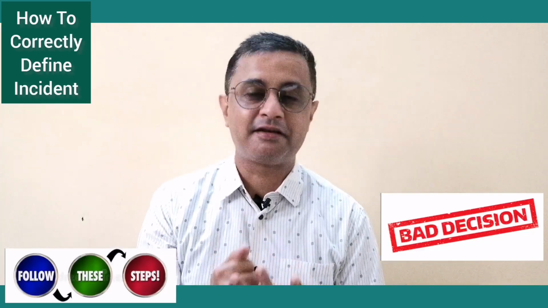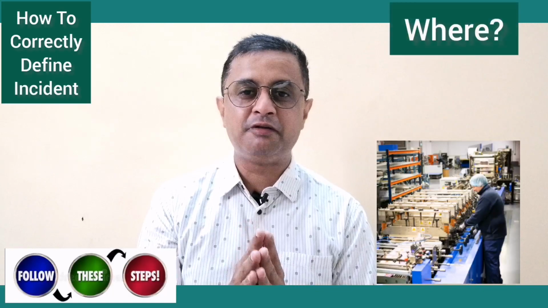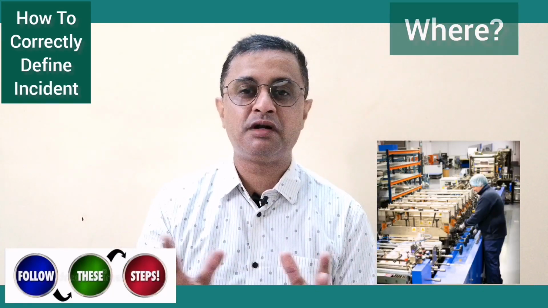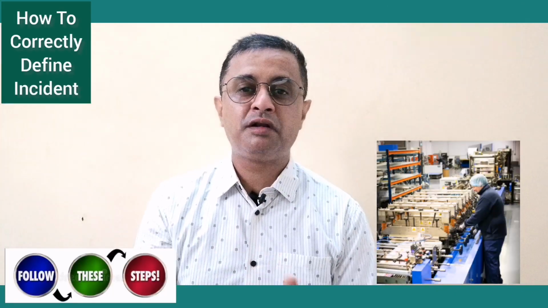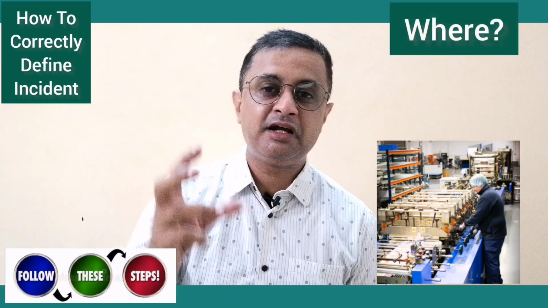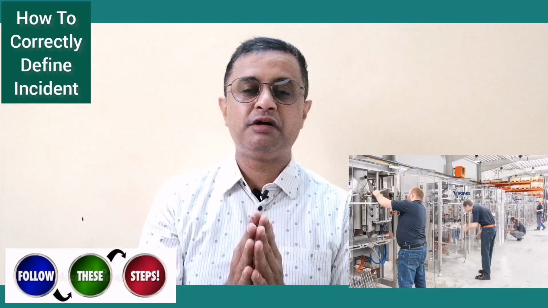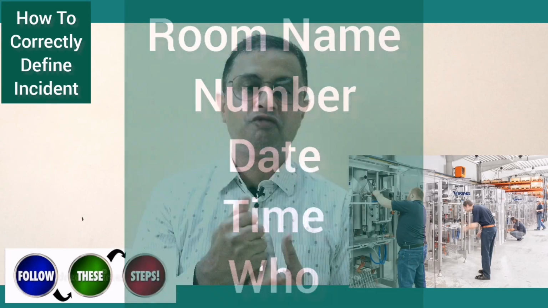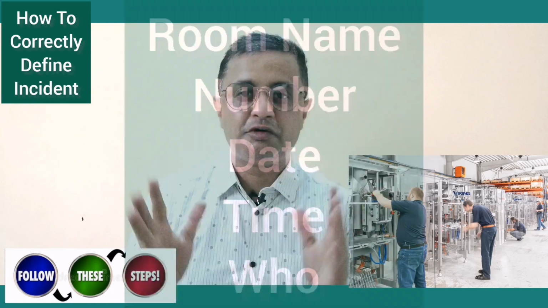Third is where. Where means we have to define the exact area. You cannot say production area. The production area might have multiple rooms and multiple sections. So you have to define it, for example, in the manufacturing area, room number so and so. To that precision, we have to define: in the manufacturing area, in room number so and so, on date so and so, at time so and so, by person so and so, it was observed.